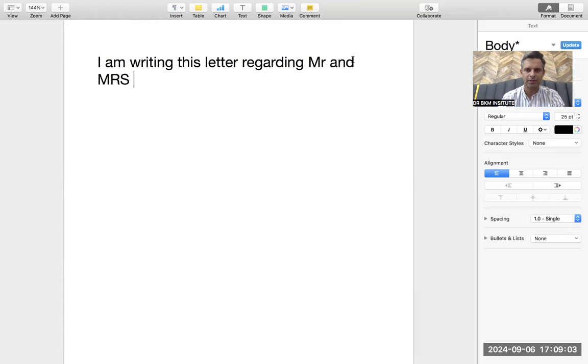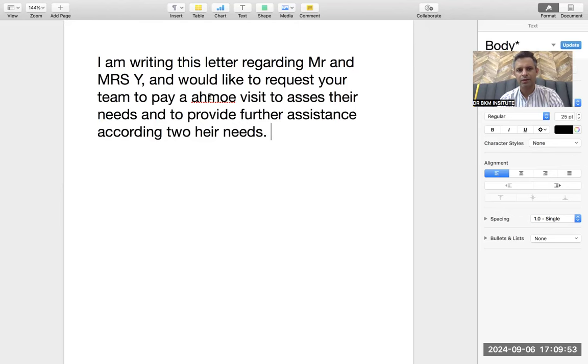your team to pay a home visit to assess their needs and to provide further assistance according to their needs. Done. Simple. Home visit spelling I should be very careful about. That's it. So I'm writing this letter and would like to request your team to pay a home visit to assess their needs.